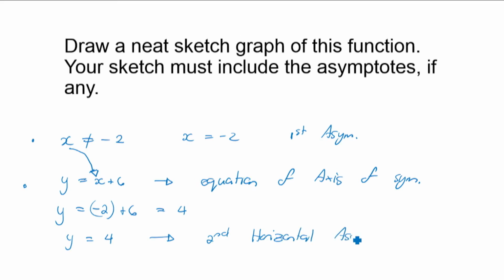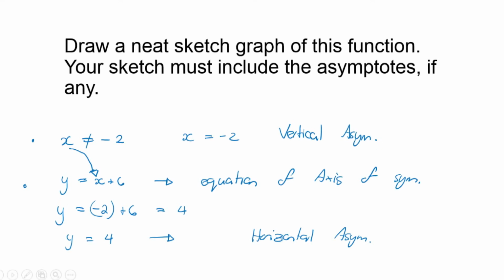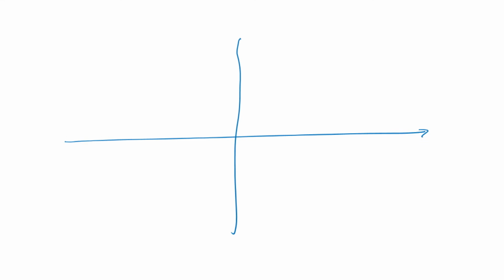We're not saying that is the horizontal. That's the second asymptote, which is the horizontal one. Let me rather write it like this: vertical asymptote, horizontal asymptote. And we actually have all the info that we need. So we're going to draw our axes. Don't forget that it is increasing.